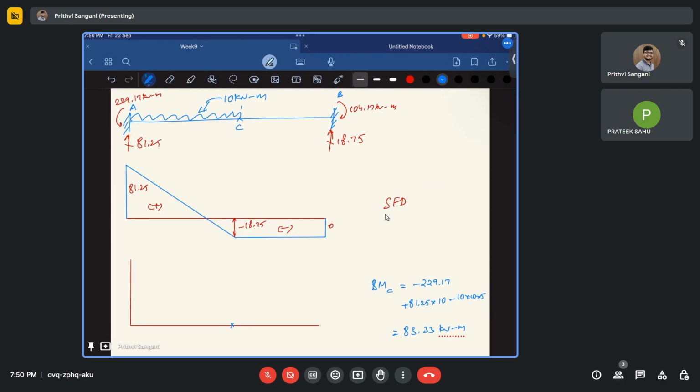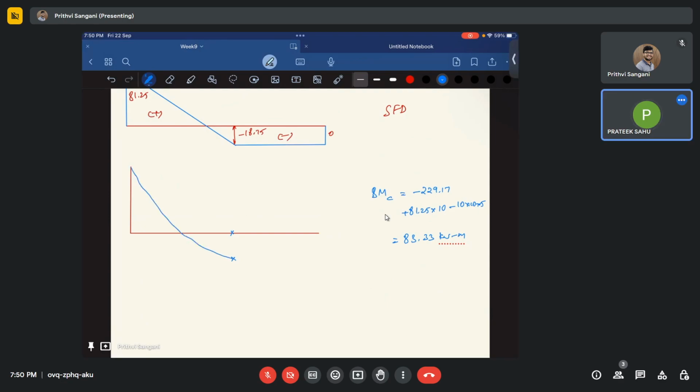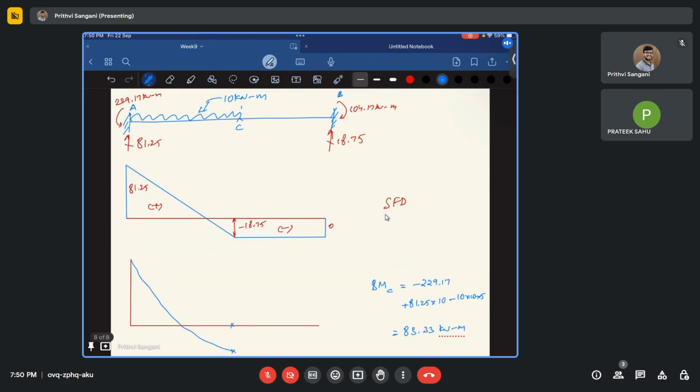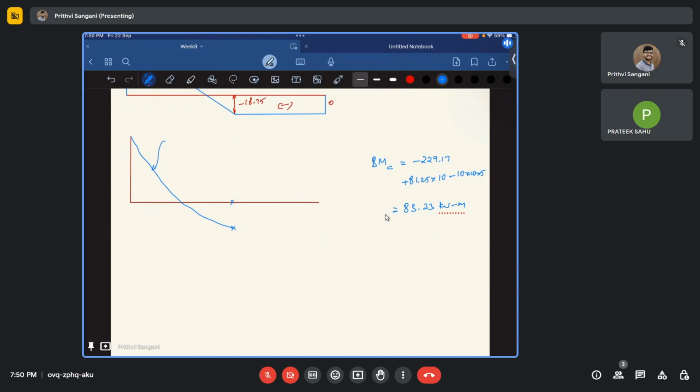So let me just note, this is my point. This is going to be parabolic, something like this. Now we can't say the shear force is zero because we already have some shear force at C. I'll just mention it as a 2-degree parabola.